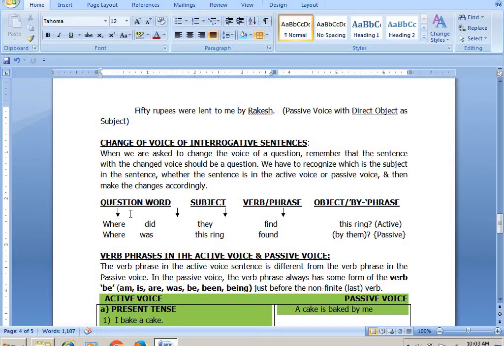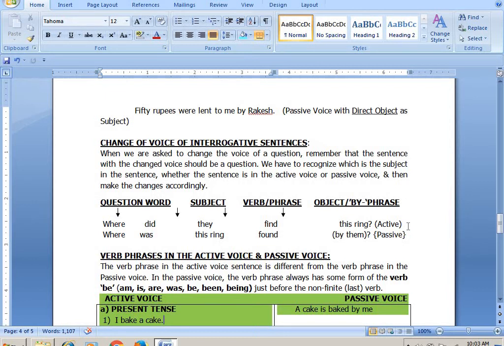Now look over here: question word, subject, verb phrase, object and by phrase. I have divided it for you to understand. Look here. The sentence is: Where did they find this ring? For your understanding, I have put it this way. Now, what is the question word? Where did. Okay. What is the subject? It is they. What is the verb, student? The verb phrase is find, and the object is the ring.